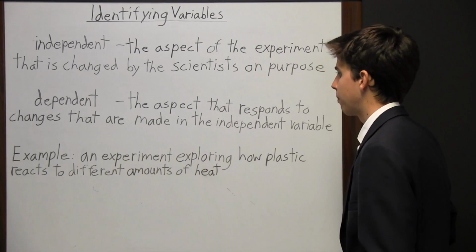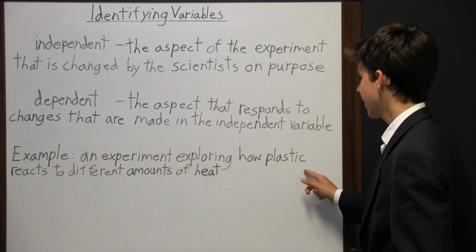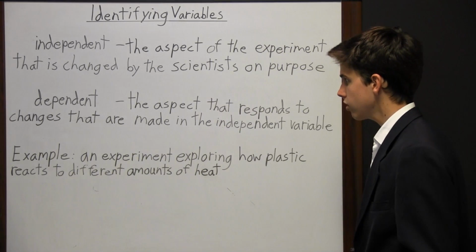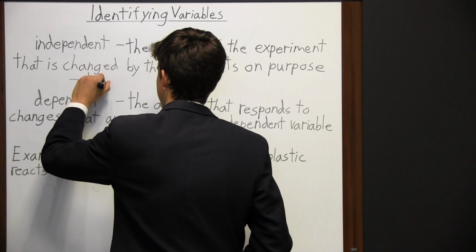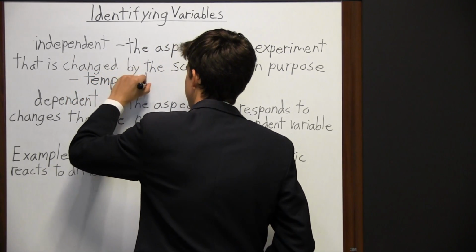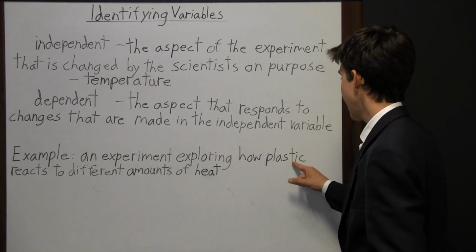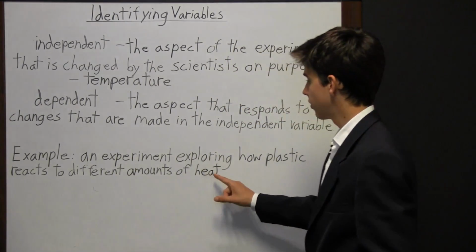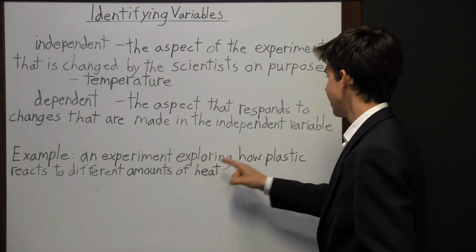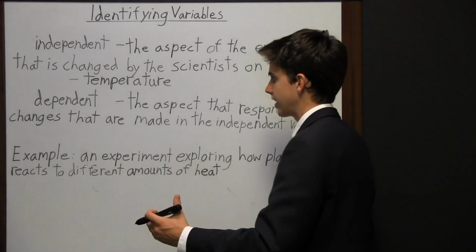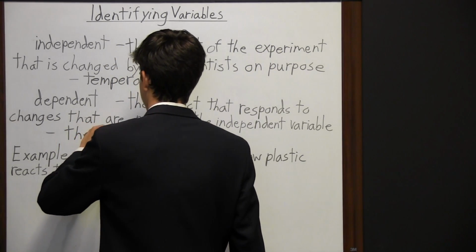An experiment exploring how plastic reacts to different amounts of heat. So here, we're taking a look at plastic and its response to heat. The independent variable here is going to be temperature. Because we're looking at cause and effect here, and we're looking at how plastic responds to heat. And so heat, or the temperature here, must be the independent variable because that's what we're changing around to see how plastic responds. So that leads us to the dependent variable, which is going to be the plastic.